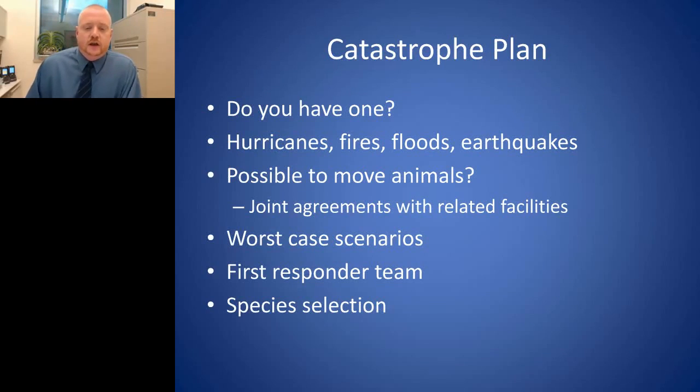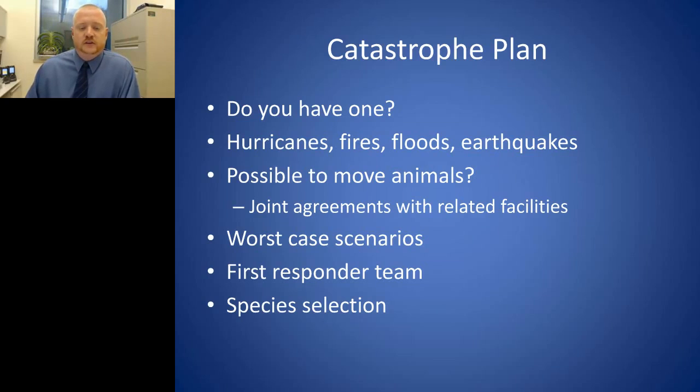So then, on a grander scale, is a catastrophe plan. And another thing, do you have one? We have one because we have lots of hurricanes that either hit us directly or try to scare us a little bit. But catastrophes can be fires, floods, earthquakes. It's all over the country, so nobody's really immune to having some catastrophic event happen at their facility.